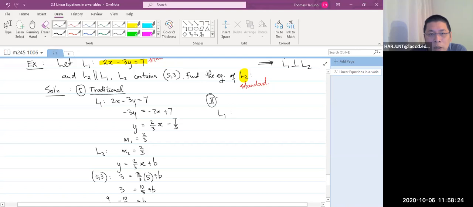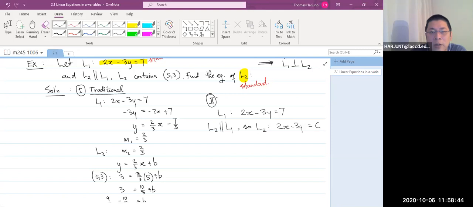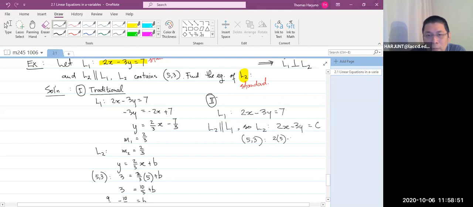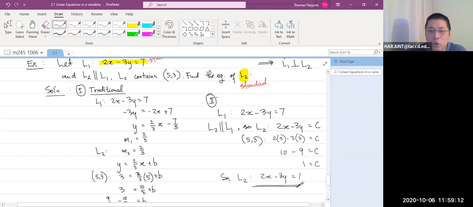Okay, line 1 is given by 2x minus 3y equals 7. Now line 2 is parallel to line 1, so line 2 must have the same pattern, 2x minus 3y equals a constant. Then how to find the constant? We plug the numbers in. Plug 5, 3 in. 2 times 5 minus 3 times 3 equals the constant. 10 minus 9 equals the constant, that's 1. So line 2 is given by 2x minus 3y equals 1. Bang. Done.